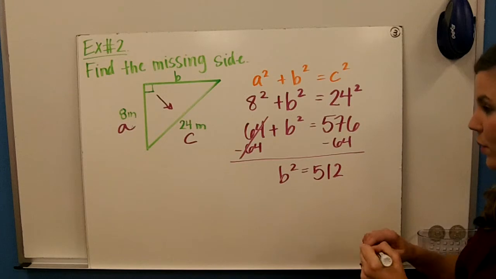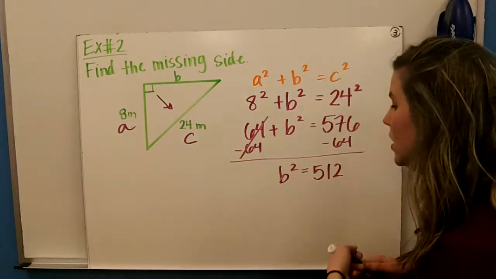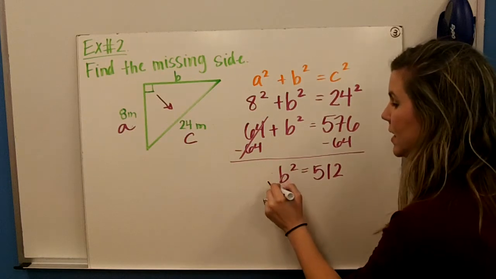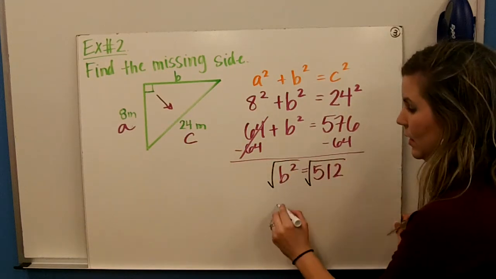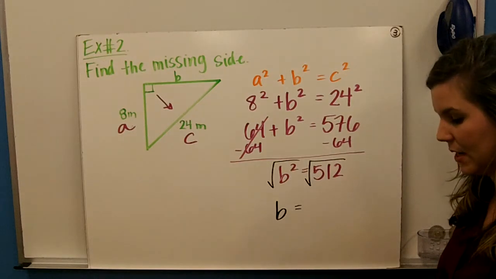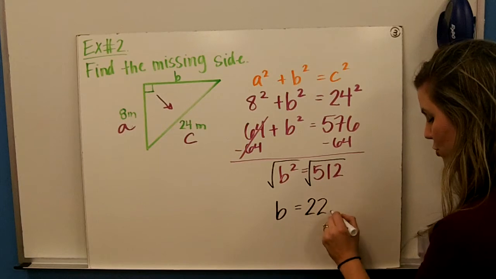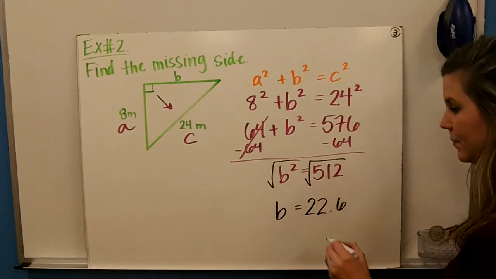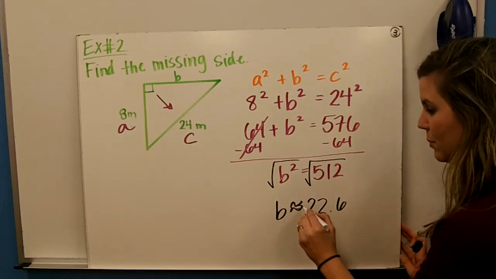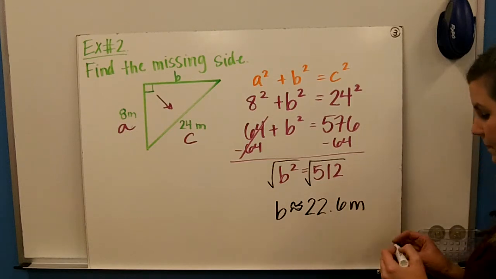And again, the opposite of squaring is to take the square root. So take the square root of both sides, and you get something that doesn't come out perfect, so let's round to the nearest tenth, 22.6. All right, and because we rounded, let's use approximate. And meters.